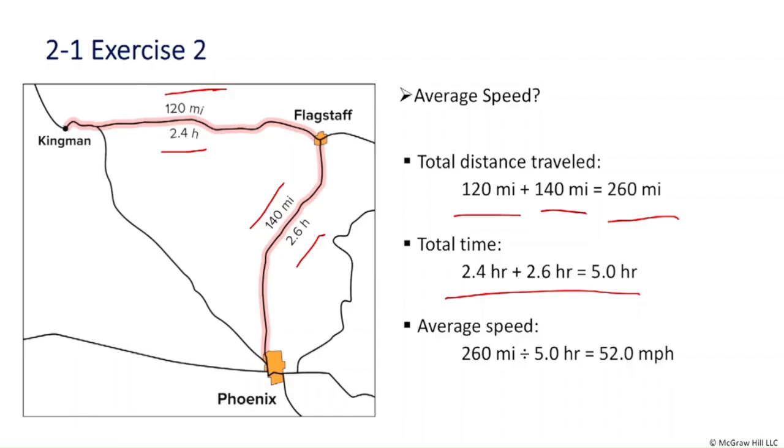So to find average speed you can divide the total distance over total time. 260 miles divided by 5 hours. So the answer is 52 miles per hour, 52 mph. Right? So the average speed for the whole trip is 52 mph. Now take a moment to check your calculation and make sure you understand each step before moving on.